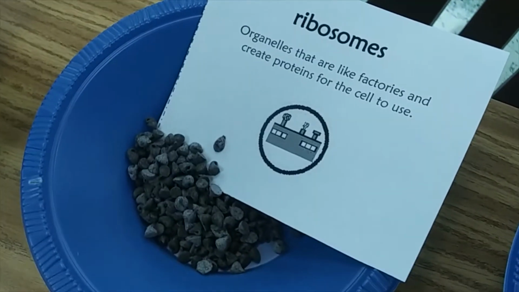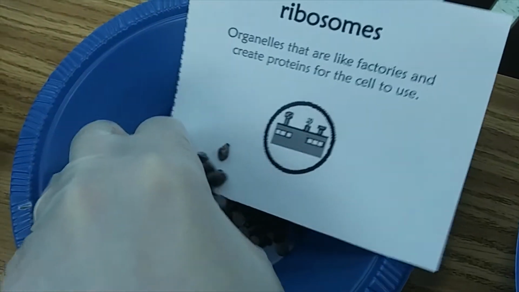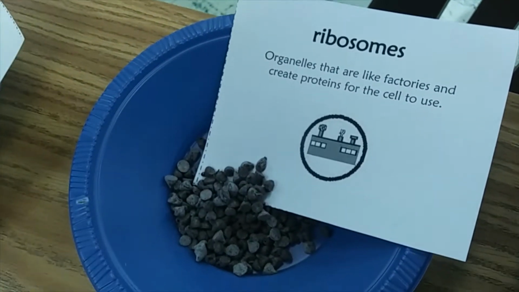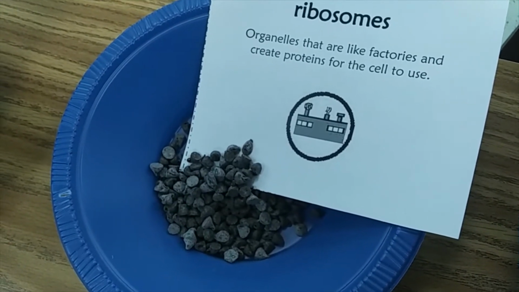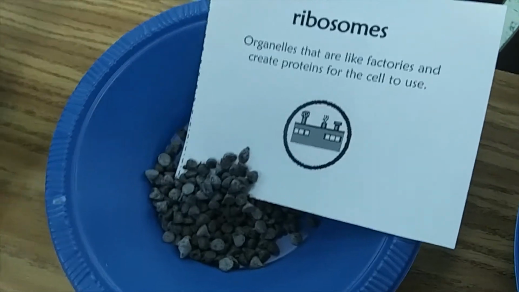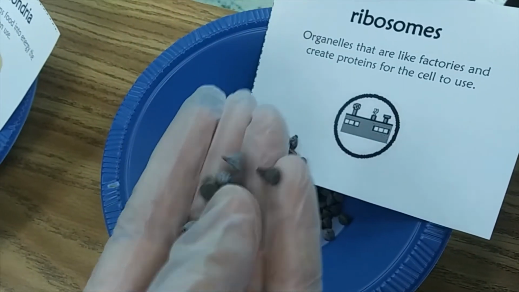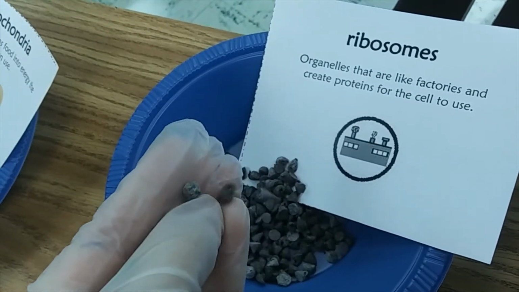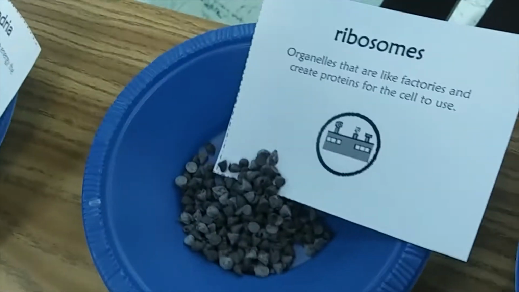We're going to have some ribosomes. These are little tiny organelles. See how small my little chocolate chips are? Very tiny, but they're powerful. They're like factories, and they create proteins for the cell to use. We know when we eat protein, we get stronger. Well, cells are the same way. They need their proteins, and that comes from their ribosomes. Ribosomes are very tiny. They're like little tiny dots. So we're going to make our ribosomes with chocolate chips.